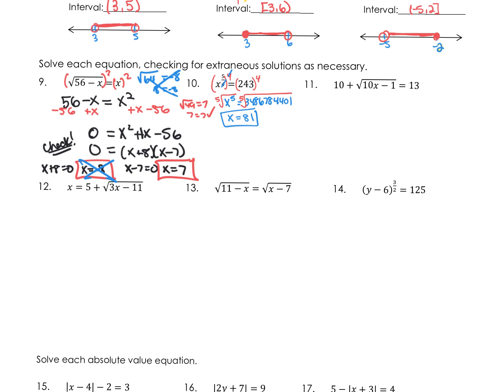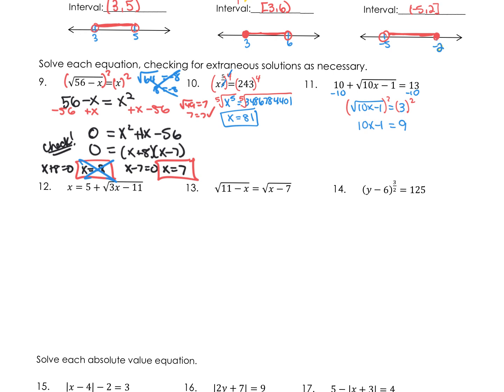Okay, so now number 11. Again, this is a radical equation, so the first thing we do is isolate the radical. So we'll subtract 10 here, and we'll get the square root of 10x minus 1 is equal to 3. Now we square both sides to get rid of that radical. That'll make the square root go away, and we'll have 10x minus 1 equals 9.